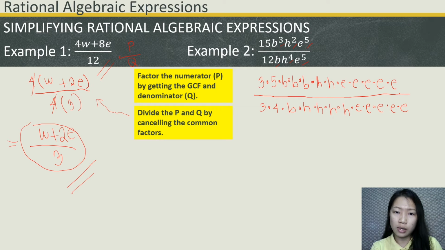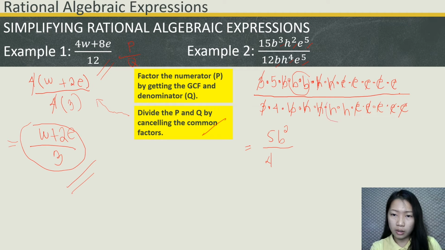Okay. So, next is divide p and q by canceling the common factors. Alisin natin yung mga magkakaparehas na factors. Si 3 parehas kay sa baba. Si b meron din, isa lang. Kay h, meron. Yun, dalawa. And then yung e, tig 5. So, cancel lahat ng e. Now, kuhanin natin yung mga natira. Natira ay 5. Ilan ang b? Dalawa. So, 5b squared. Wala na natira sa numerator. All over 4h squared. This is the simplified form of this expression.